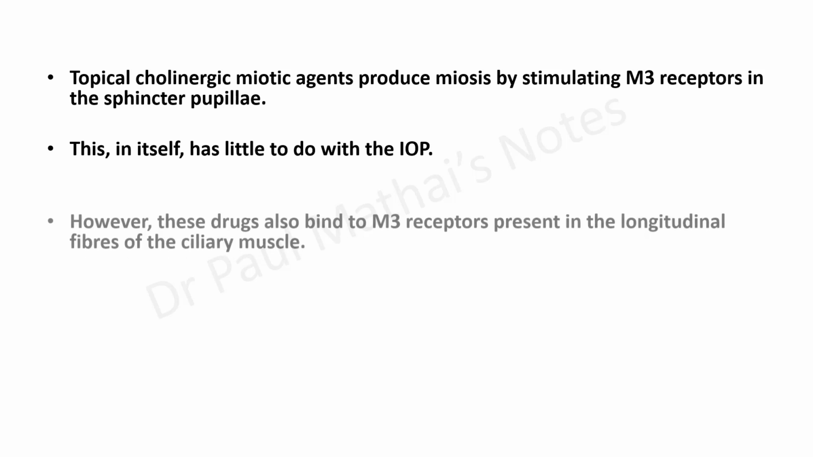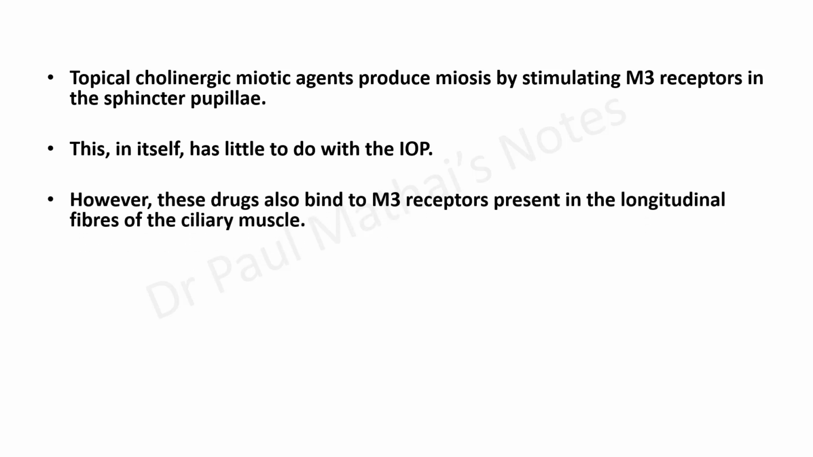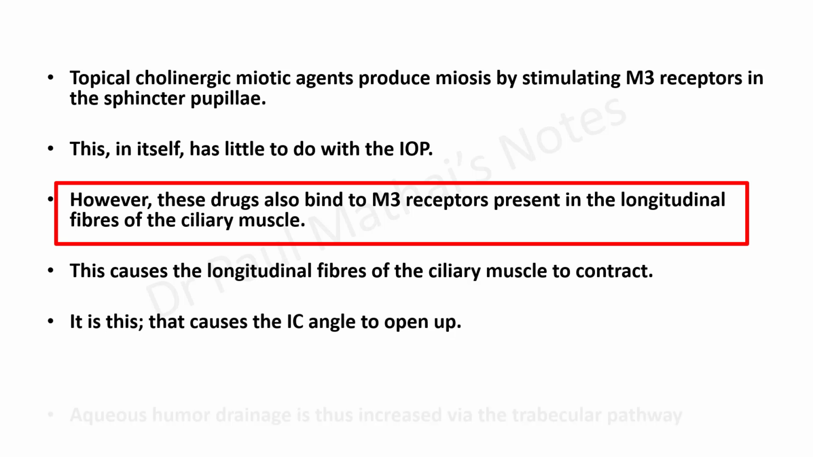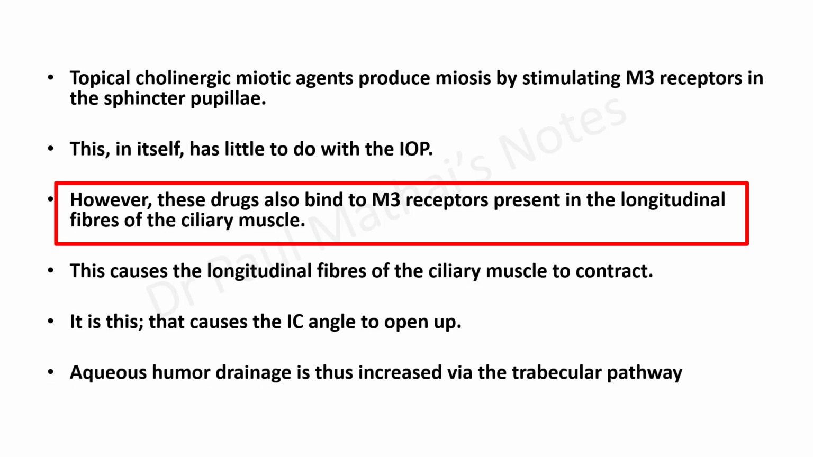We need to remember that M3 receptors are also present in the longitudinal fibers of the ciliary muscle. And when M3 receptors there are stimulated, this causes the longitudinal fibers of the ciliary muscle to contract. And this causes the iridocorneal angle to open up. Aqueous humor drainage is thus increased via the trabecular pathway.